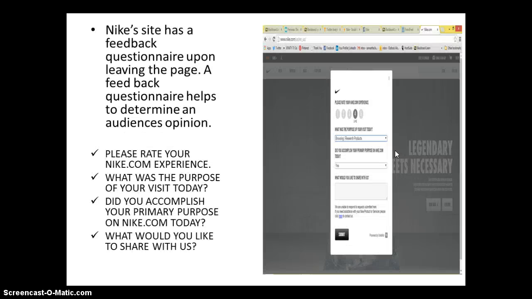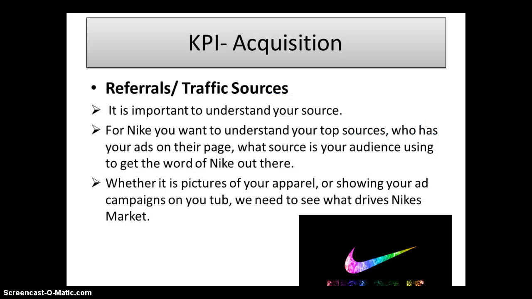The Nike site has a feedback questionnaire upon leaving the page. A feedback questionnaire helps determine an audience's opinion. This can somewhat come into play for an exit page. It's basically a questionnaire where you rate your Nike.com experience, what the purpose of your visit today was, did you accomplish your primary purpose on Nike.com today, and what would you like to share with us. Just getting the analytics of this alone, being able to compare and see what different people have said about it, on what feedback they have, can really give you a great idea of where your audience stands when they leave a certain page. Did they find what they're looking for? Did they purchase something? These would be great numbers to take a look at.